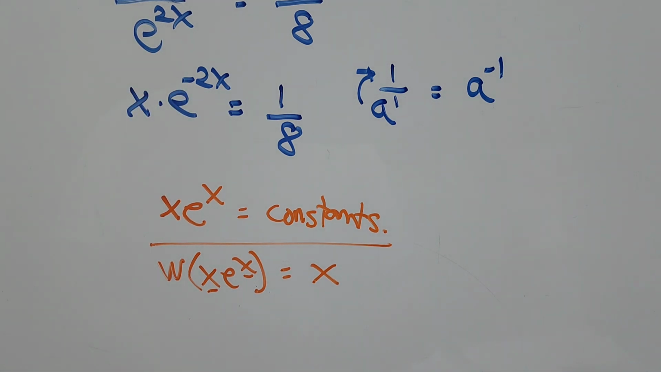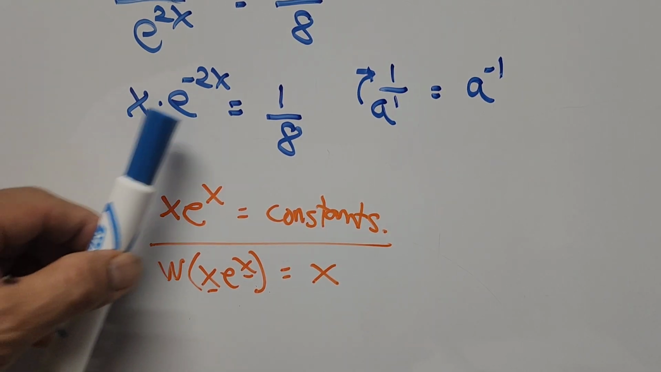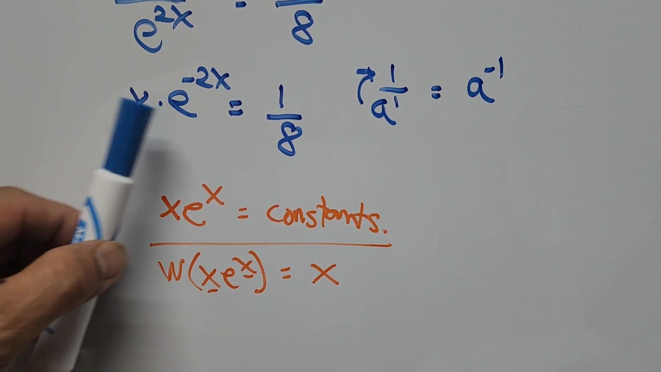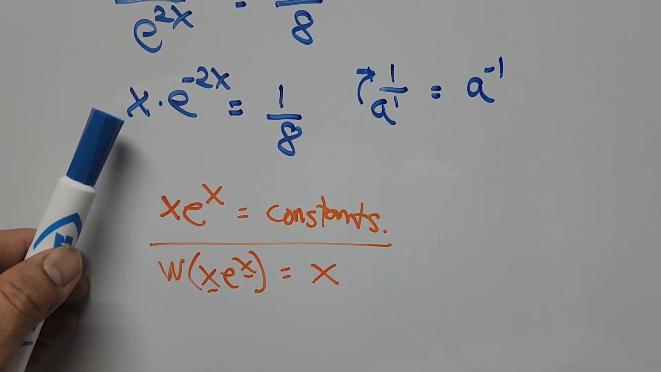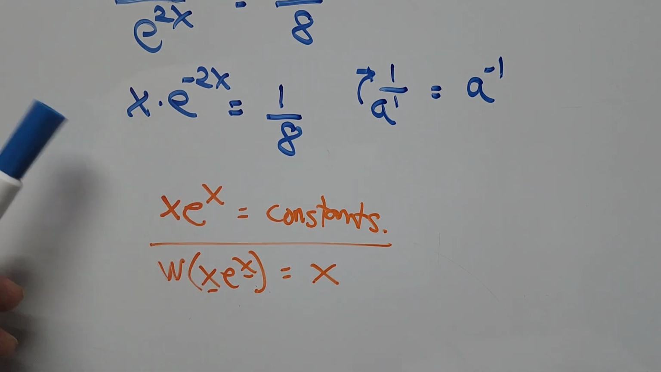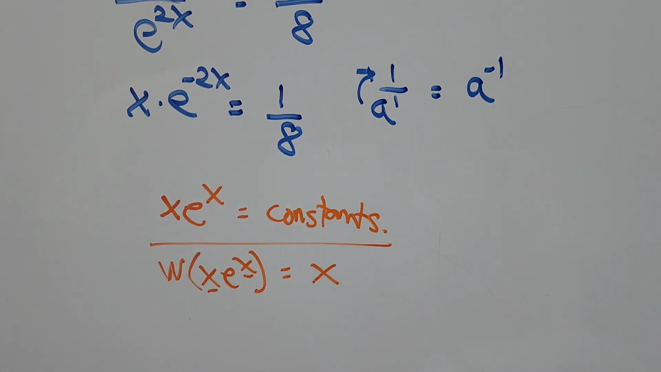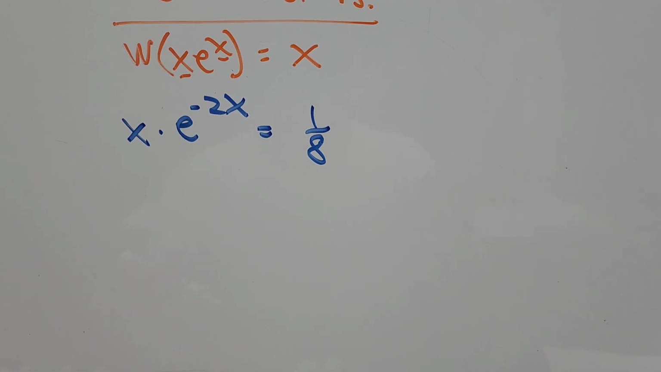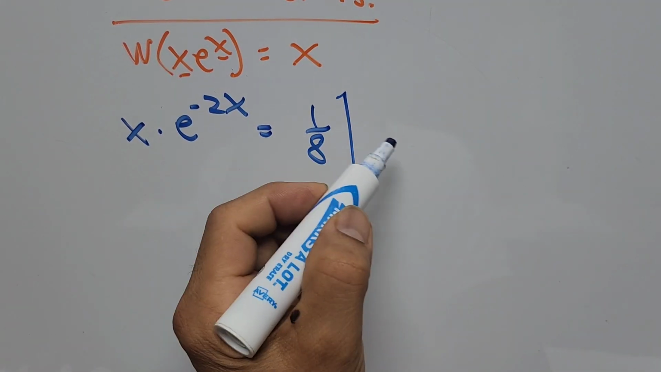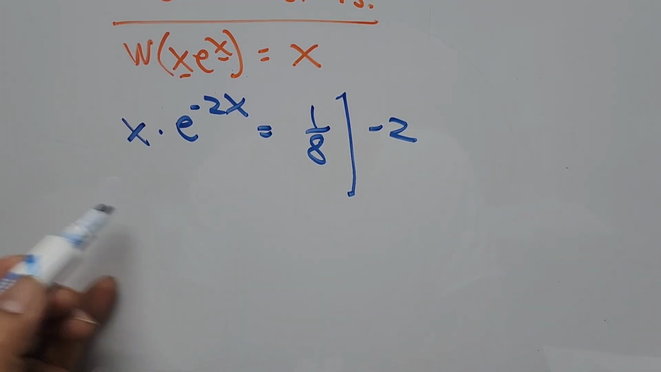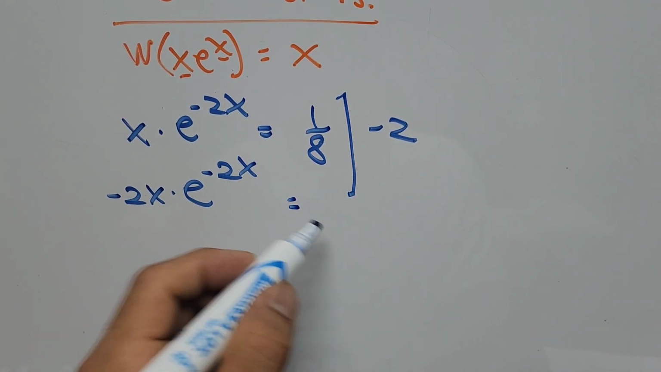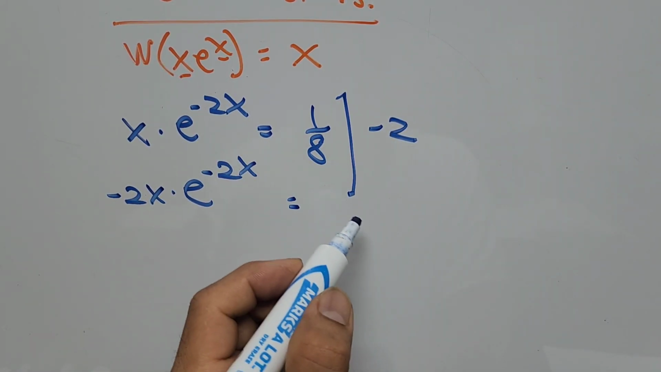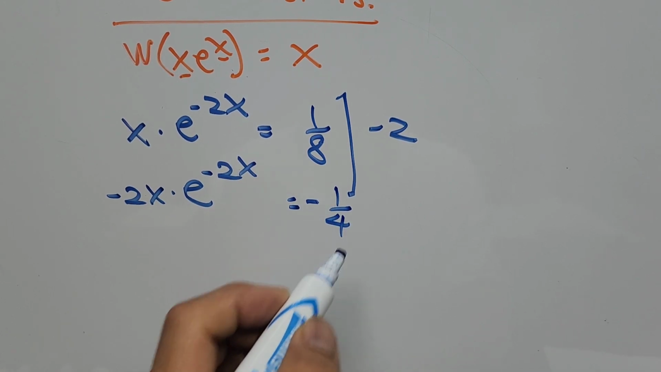All right, so how do we do that? If we take a close look at the base and exponent, what's the difference? It's just negative 2 in front of x, right? So then this equation can be manipulated by multiplying negative 2 to the left and right hand side of the equation. Okay, so let's multiply this by negative 2. Alright, so this is now negative 2x times e to the power of negative 2x equals negative 2 times 1/8. So that is negative 1/4.